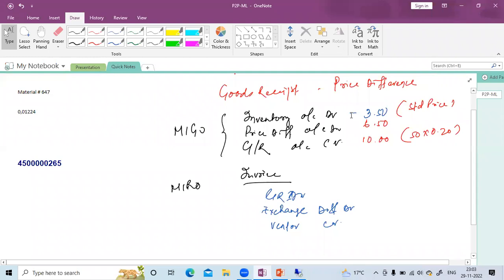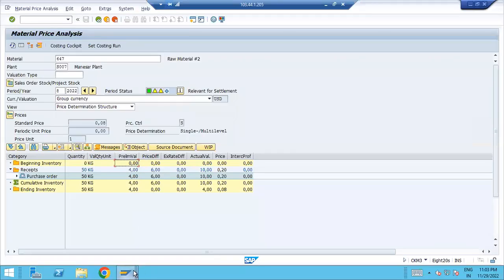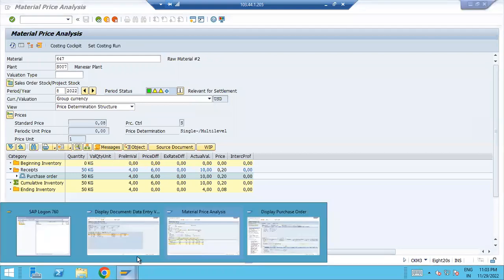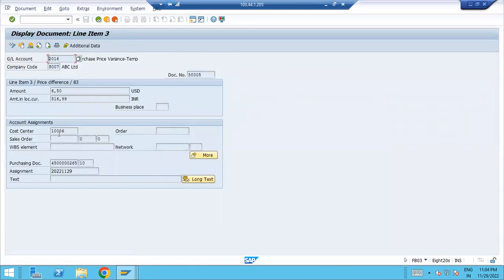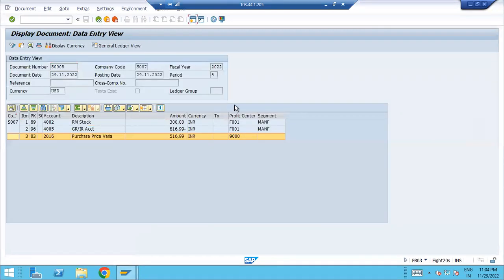Okay, so we have posted the GR, and with reference to the GR, we got the accounting document. This is my accounting document posted, and here we capture the price difference. This is my purchase price difference, and this purchase price difference also has one cost center I linked here. Because this difference needs to be transferred to the cost center, and then transferred to the cost of production calculation point of view.